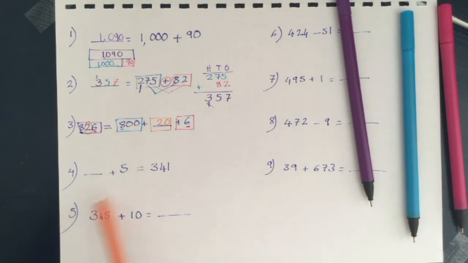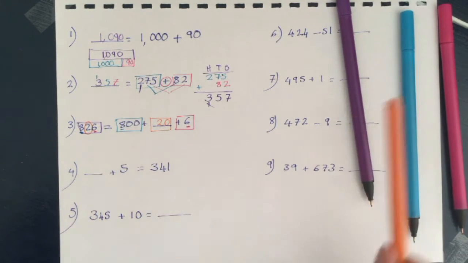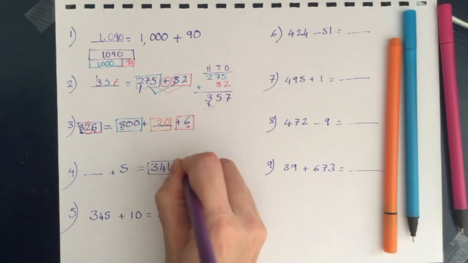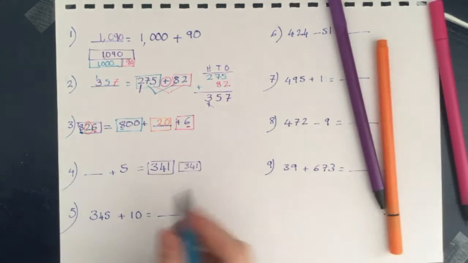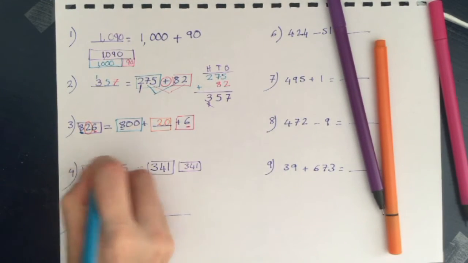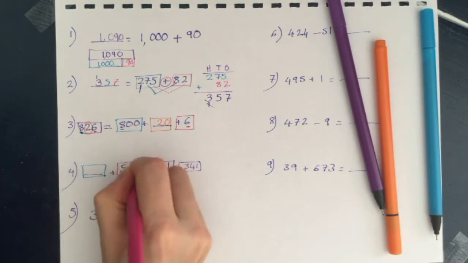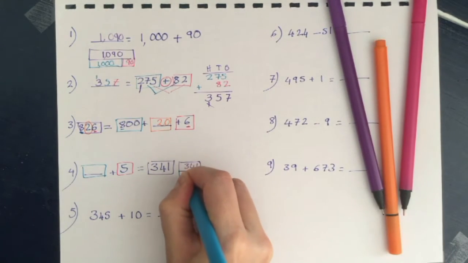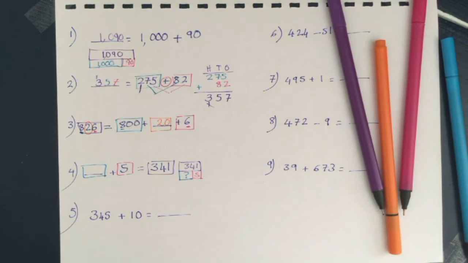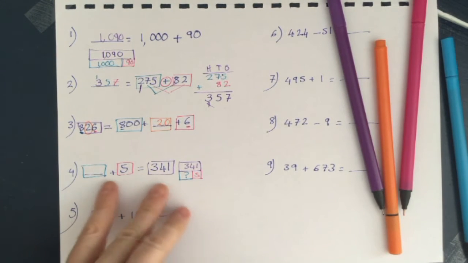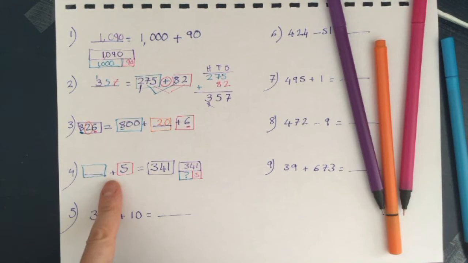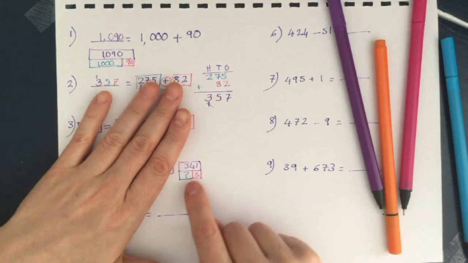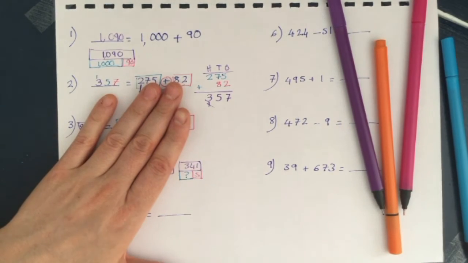Number 4. So once again, we have a total and 2 parts. So let's visualize this. We have 341 as my total, made of 2 parts. This one that I don't know, and this one. This is 5, and this is the mysterious part. Okay, so how else can I relate those numbers? Something add 5 equals 341. If I look at it like this, something add 5 equals 341.